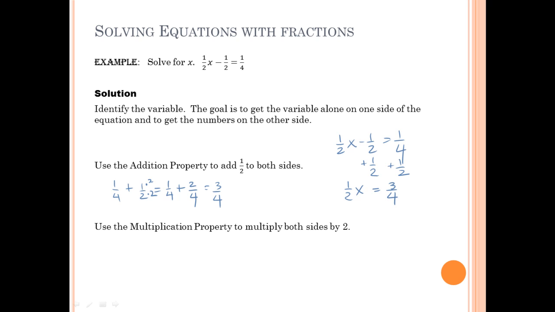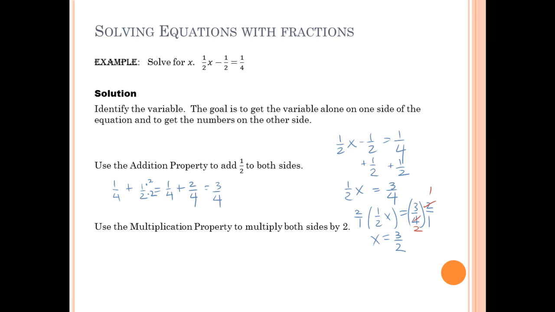Now, to solve for x, we can multiply both sides by the reciprocal of 1/2, which is 2/1. So multiplying both sides by 2/1, on the left side, we have 1/2 times 2/1, which is 1. So we have 1x, which is x. And on the right side, we have 3/4 multiplied by 2/1, which is 3/2.